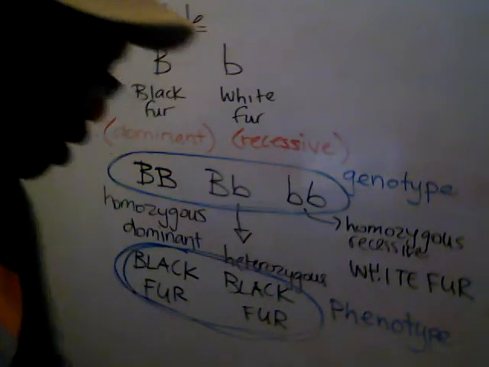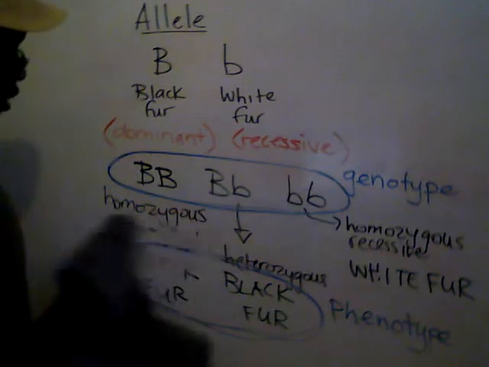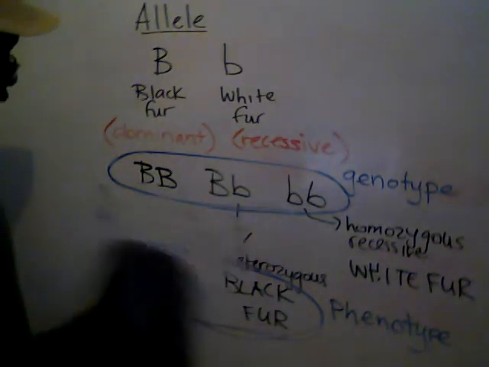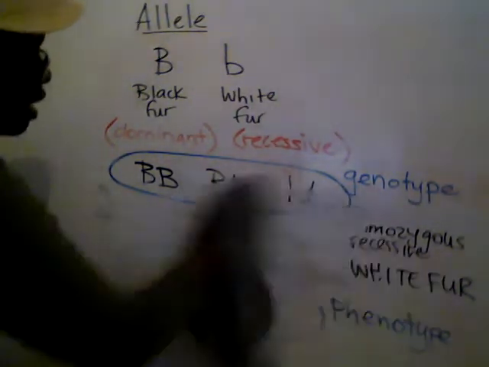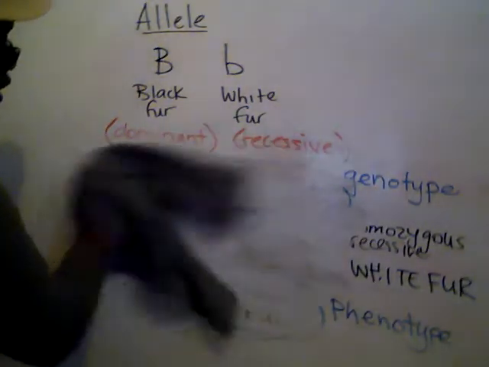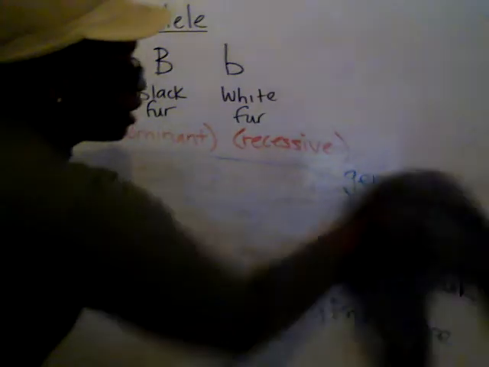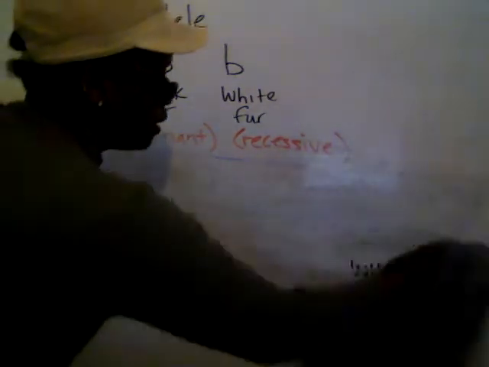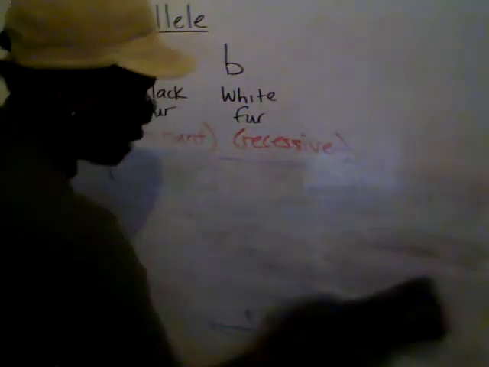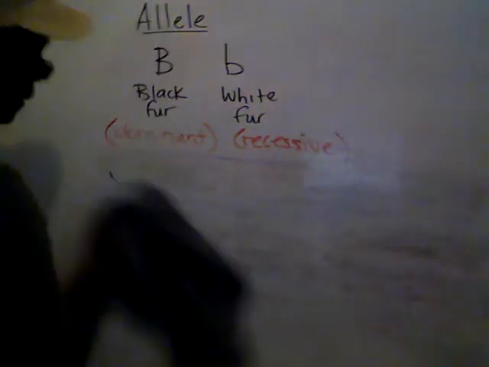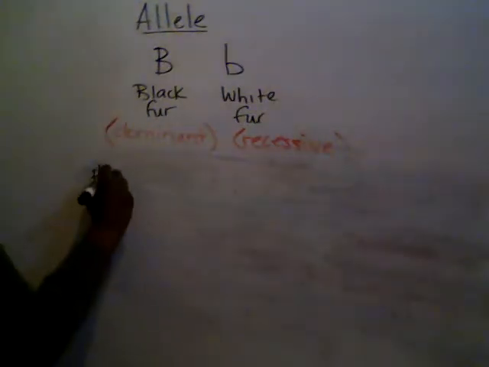Okay. So let's do another example. So let's say we have an organism, if we're doing our same white fur, black fur scenario, let's say we had a rabbit. Let's talk about rabbits. Let's say we have a rabbit and our rabbit has black fur. So let's say we see physically their phenotype.